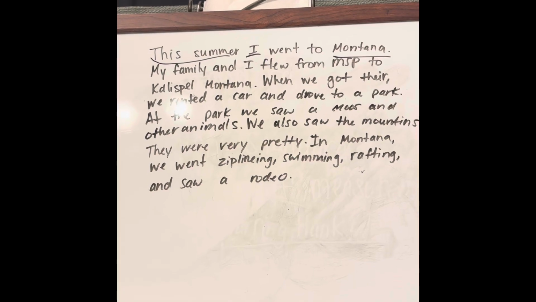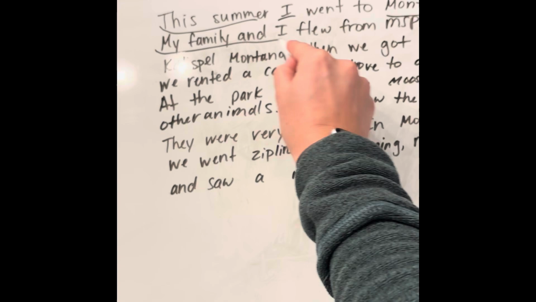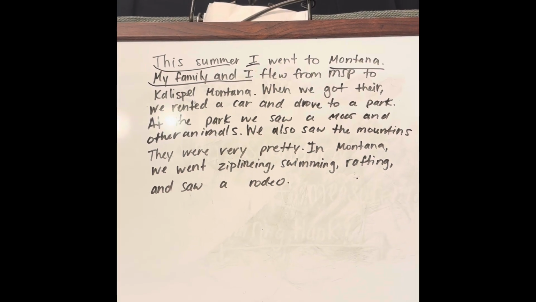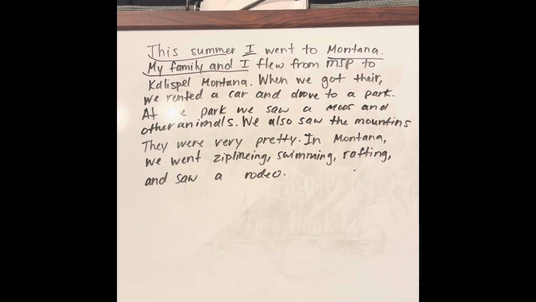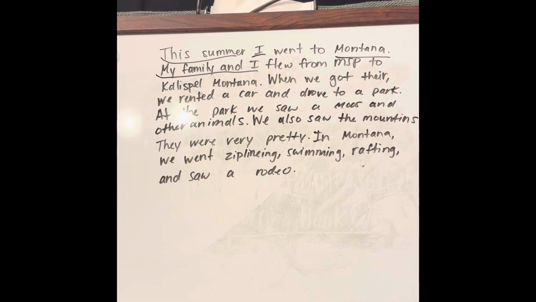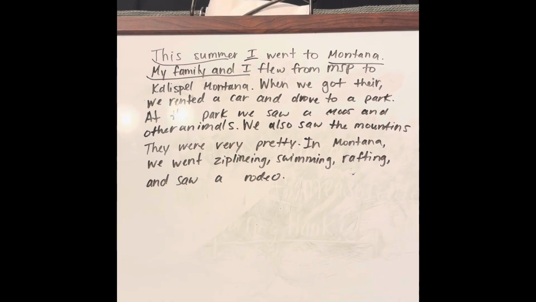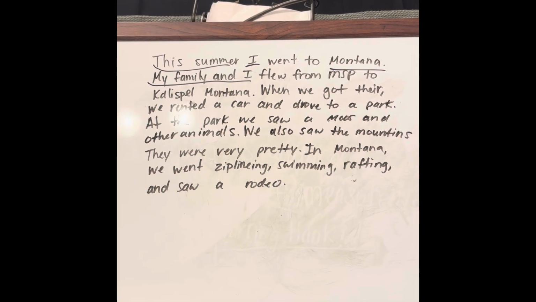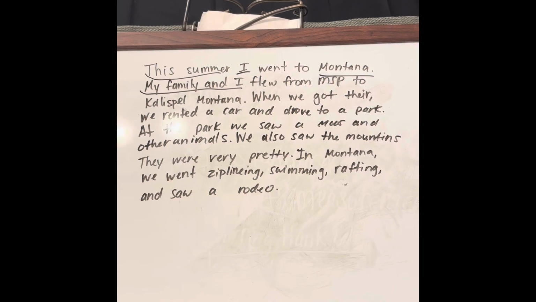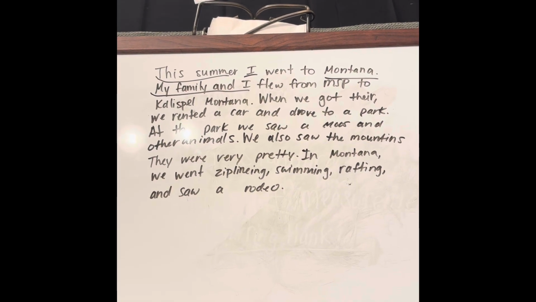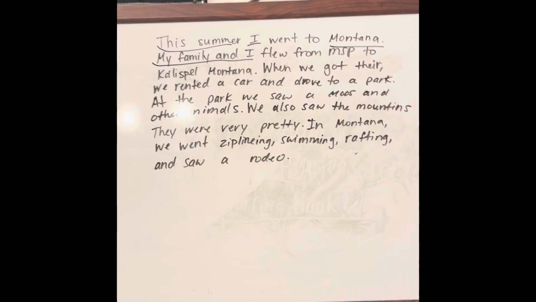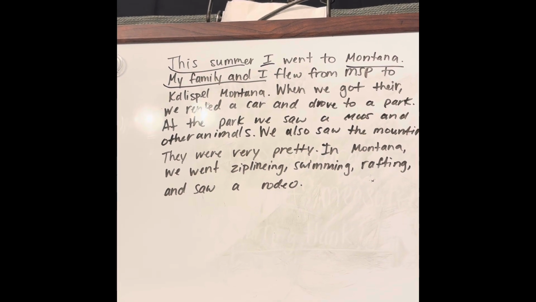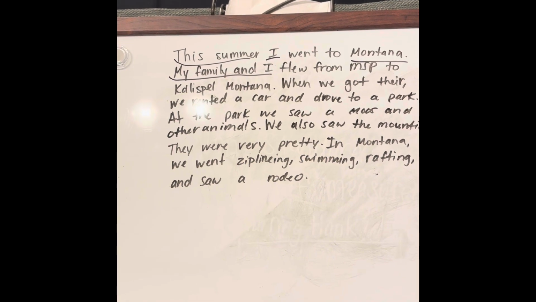I also, in the next sentence, say my family and I. So right away in the beginning of my story, I'm telling you the characters of my true story and the setting. So I'm setting that story up. I talked to you a bit about how we got there from flying, and then I start telling you about what happens when we got there. So the beginning of this story really is just those first 2 sentences. This summer I went to Montana, and my family and I flew from MSP to Kalispell, Montana. Now in my real story, I would add in a bit more detail about traveling to get there to set up the beginning a little bit more, but for now it works.